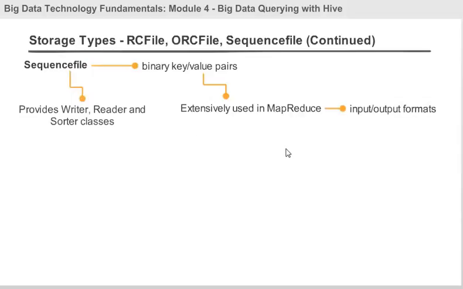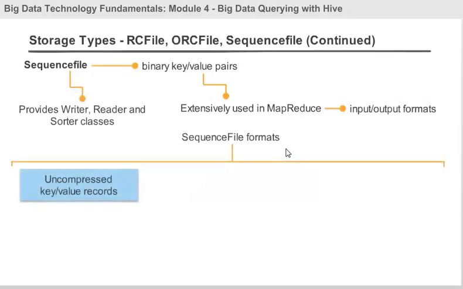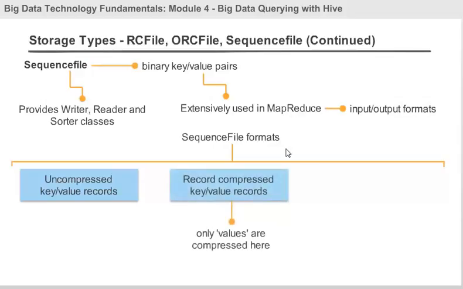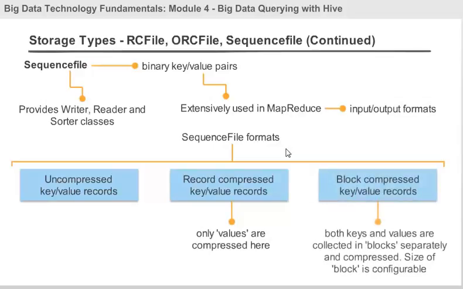There are three different sequence file formats: uncompressed key-value records; record compressed key-value records, where only values are compressed; and block compressed key-value records, where both keys and values are collected in blocks separately and compressed. The size of the block is configurable.